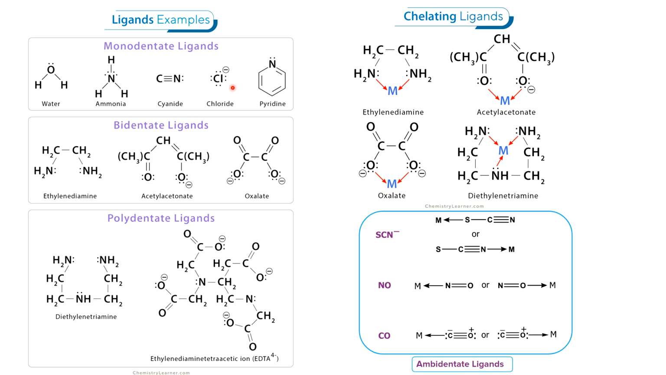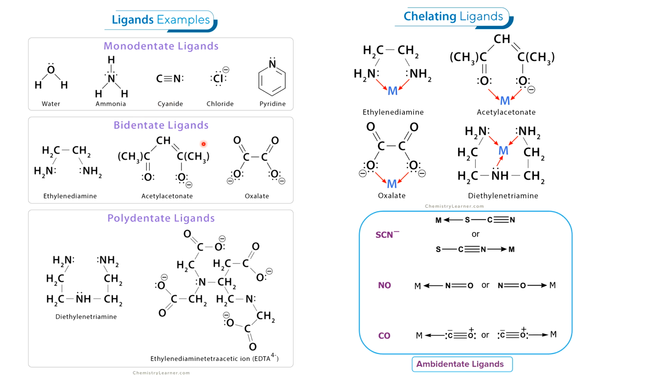When a ligand has only one donor atom, like water, where oxygen has lone pairs of electrons and hydrogen doesn't, only oxygen can bind with the metal center. That's why it is called a monodentate ligand, because there is only one donor center. Mono is one. Similarly, ammonia, cyanide, chloride, and pyridine work as monodentate ligands.